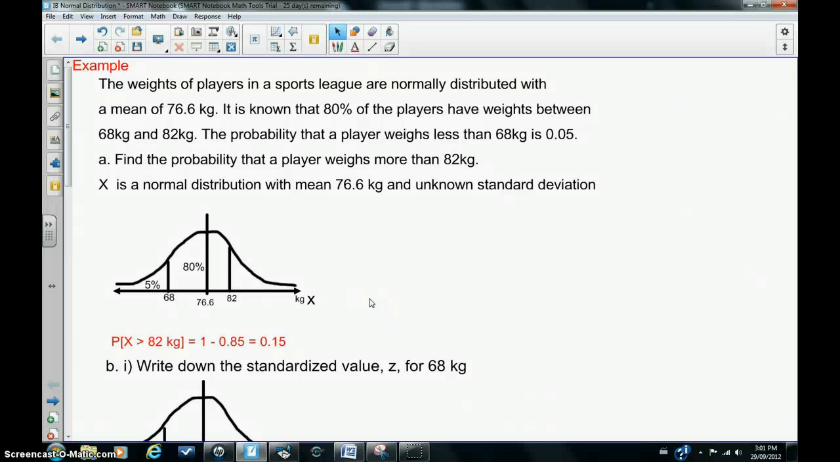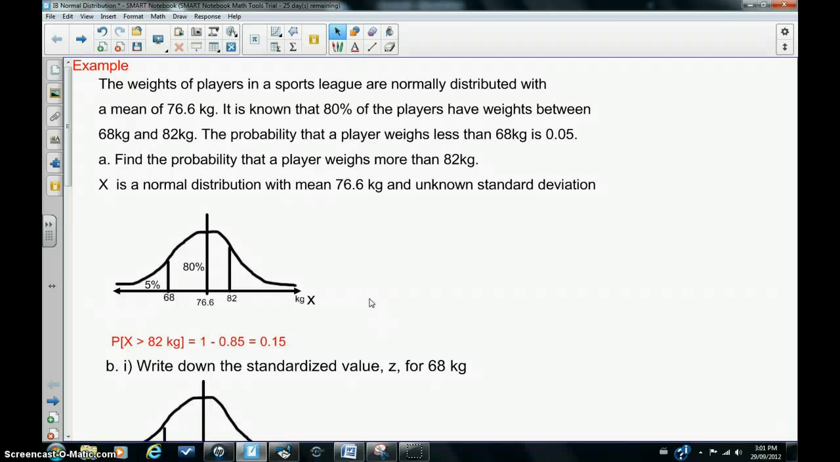I'm Mike James, and in this tutorial we're going to use a calculator to help solve a problem on the normal distribution. In this example, the weights of players in a sports league are normally distributed with a mean of 76.6 kilograms. It is known that 80% of the players have weights between 68 and 82 kilograms. The probability that a player weighs less than 68 kilograms is 0.05.